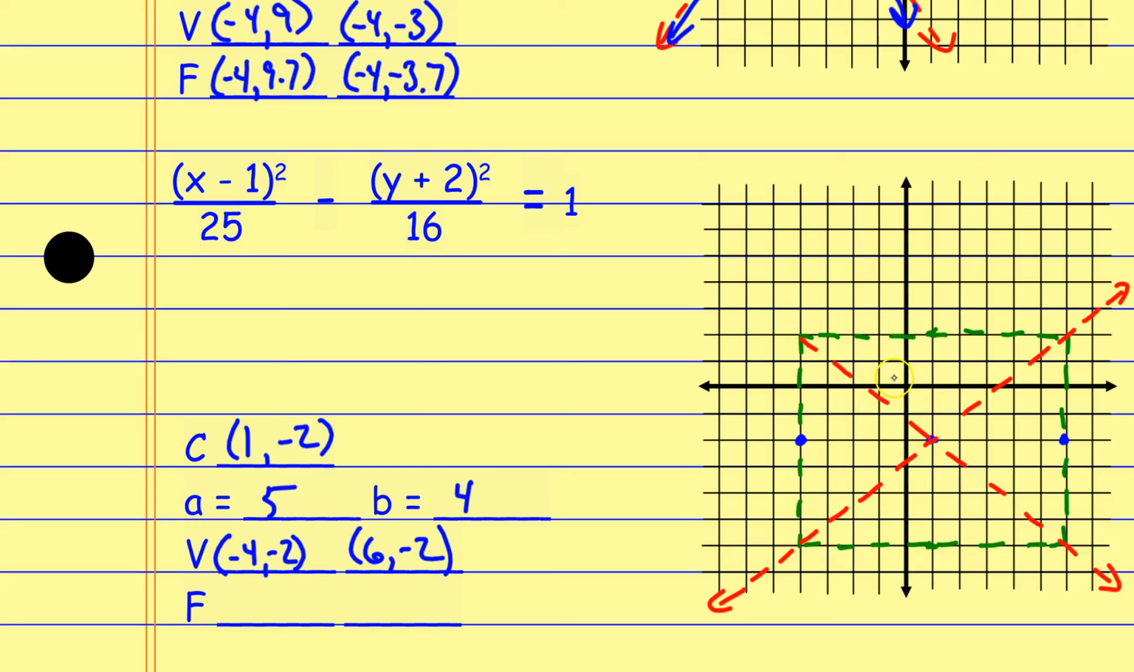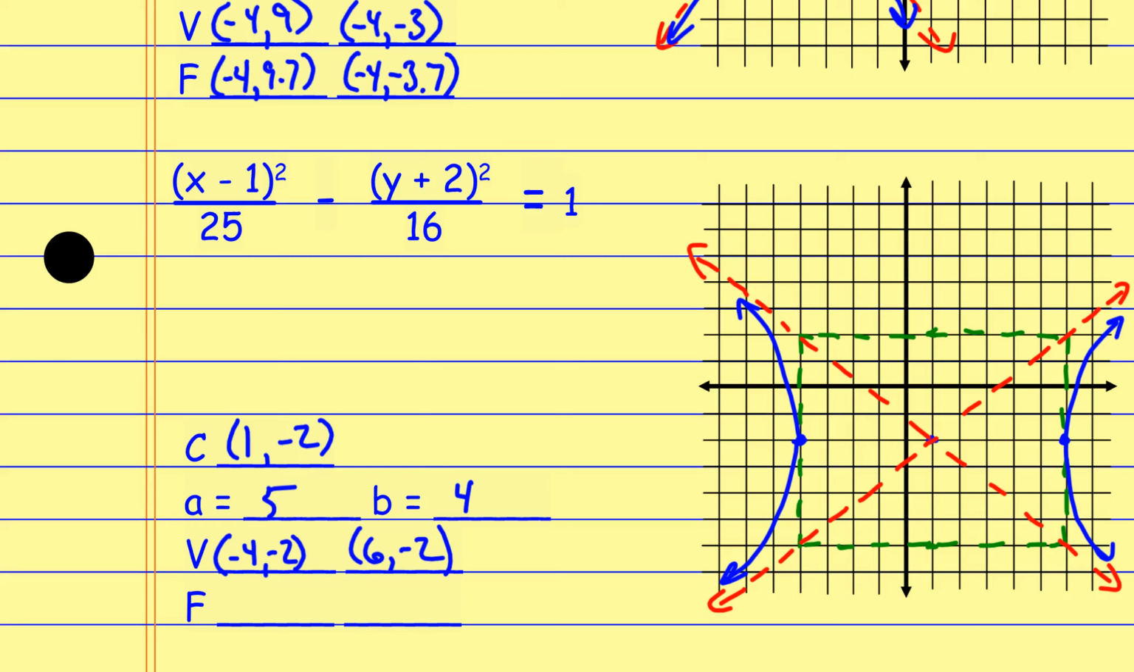So after I'm done graphing these, again, essentially what I've done is graphed the transverse and the conjugate axis. The transverse and the conjugate give me that box, which gives me my asymptotes, but the transverse also gives me my starting point here for my vertices. And that's it. So now I have the graph.